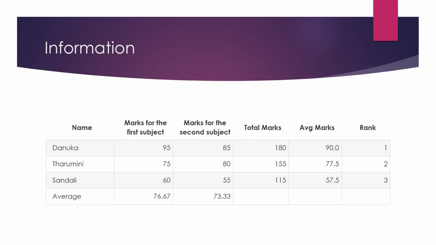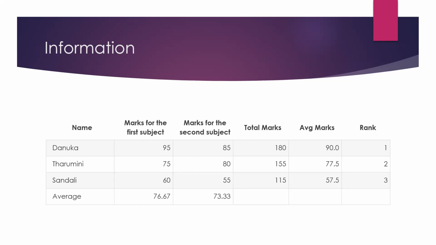The rank of the students. Yes, exactly. Now we can say Danuka is the best student in the class, isn't it? We can say he's the best student and Sandali is the weakest student, which means we can provide some help for Sandali, right? So this is because information is meaningful. We can make decisions based on whatever is given here.